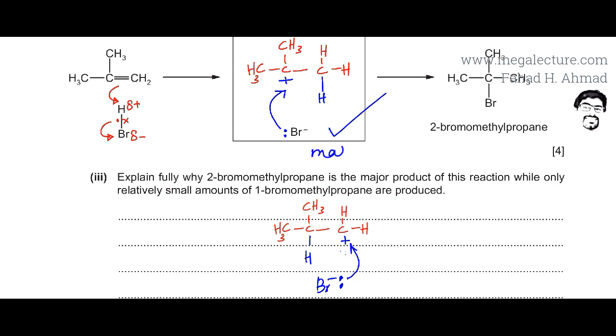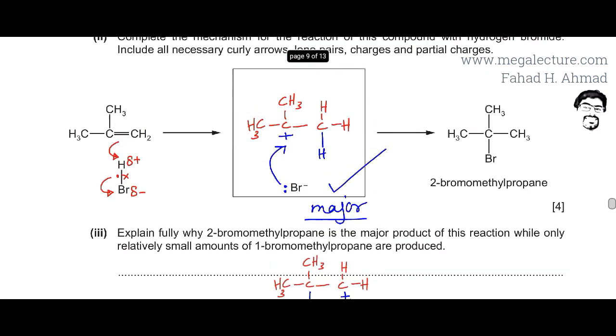And the question is: why is this the major product? Why do you get this intermediate more compared to this one? Why is the Br always, or most of the time, bonded to the first carbon on the left instead of the carbon on the right? Now the reason is pretty straightforward.